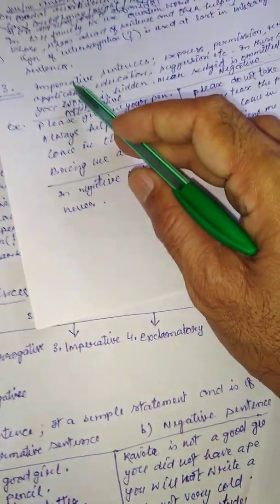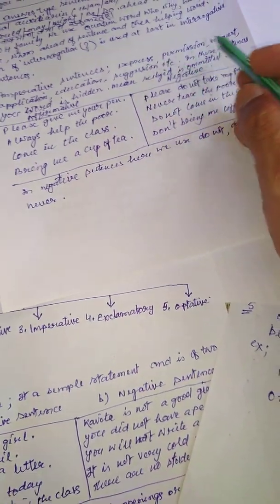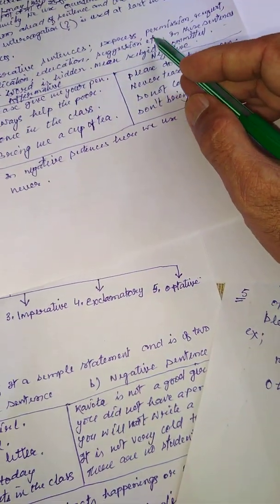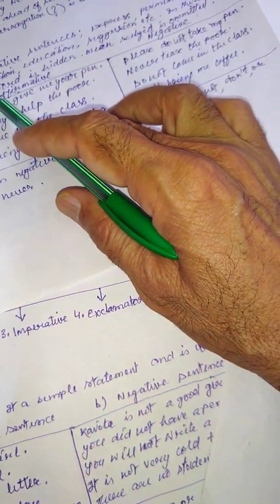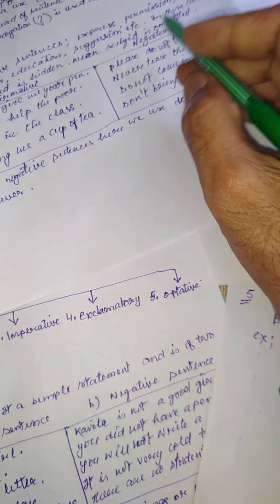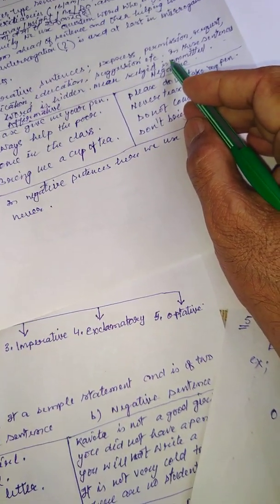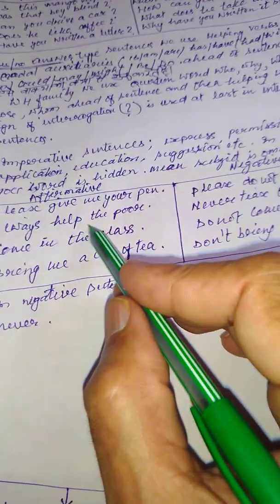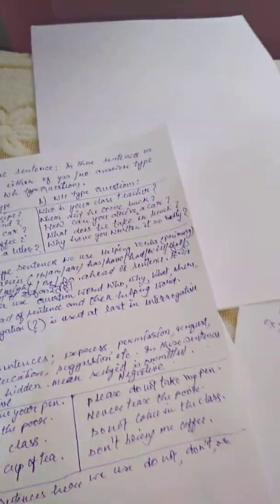Third one is imperative sentences. Imperative sentences were expressing permission, request, application, education, or suggestion. These sentences sometimes omit the subject you. Examples we have already seen here. These could be affirmative and negative type. And then the last one comes.